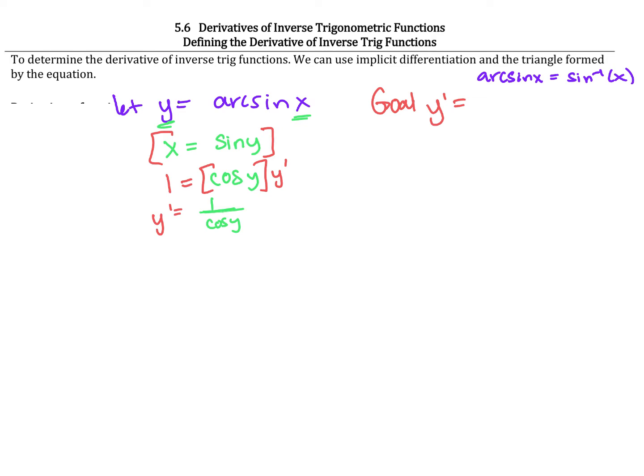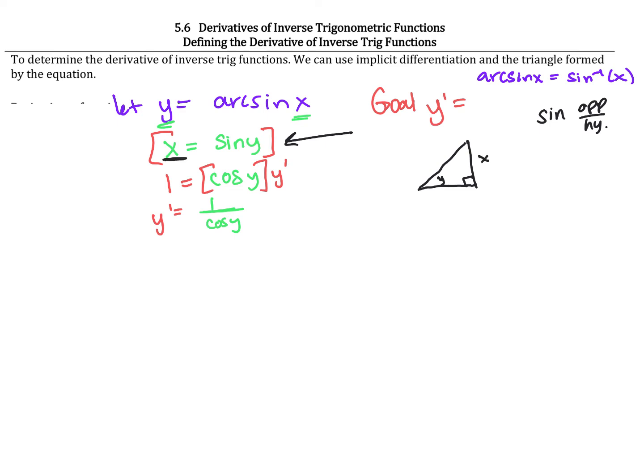I want my derivative to be in terms of x. And right now, I have y prime is 1 over cosine of y. So I need to get creative here, and I need to find a way to relate x and y together so that I can rewrite this in terms of x. So if we draw a right triangle for this statement, sine of y is equal to x. And remember, sine is opposite over hypotenuse. So we're saying that sine of y, where y is our angle, is opposite over hypotenuse. And in this case, that is equal to x.